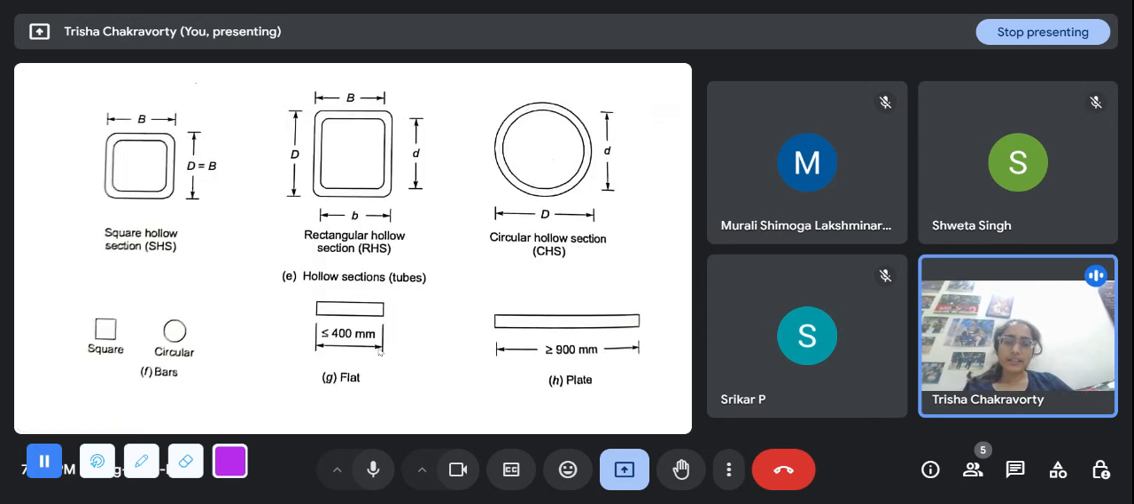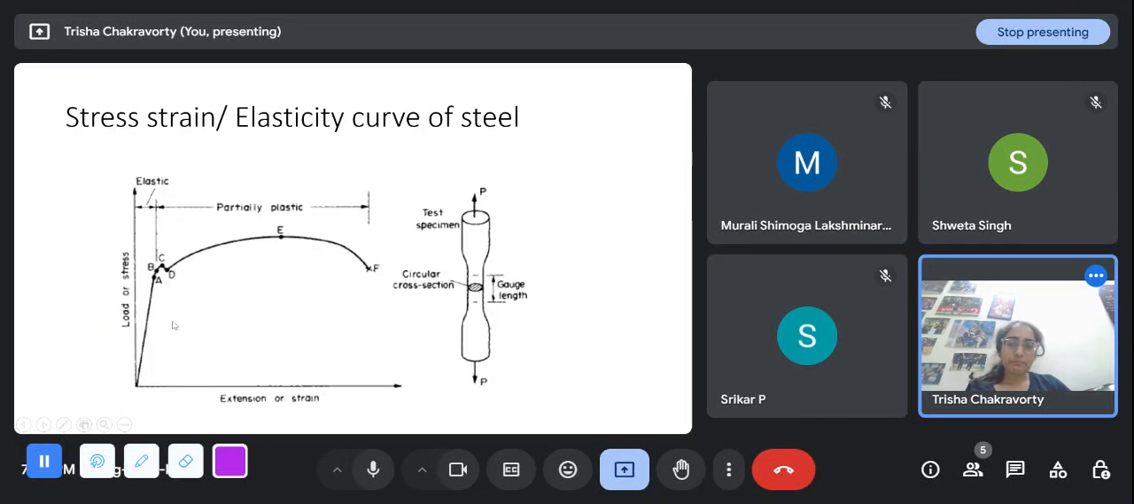And these are some other sections. Flats and plates are also commonly used tensile members, so we will look at them. And these are some hollow sections, and these are solid sections. This is the stress strain curve of steel, or the elasticity curve of steel, that we have looked at before.